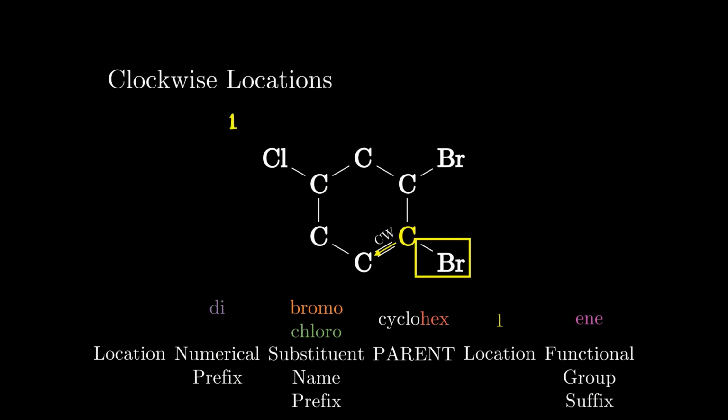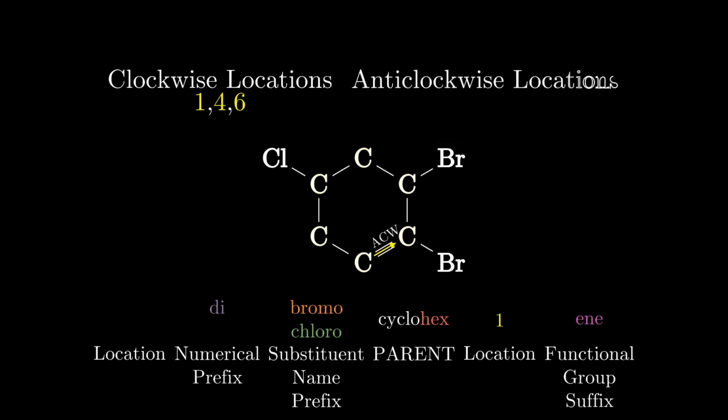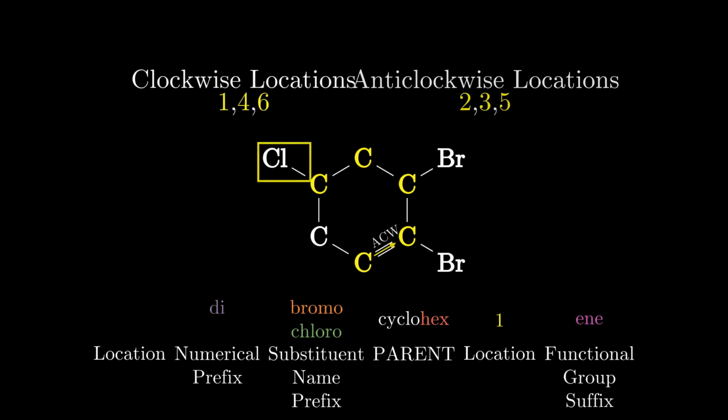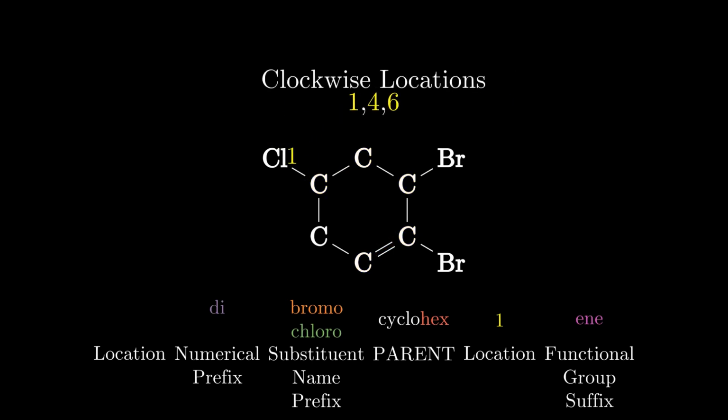Going clockwise from position 1 for the bromine, we get a 4 for the chlorine and a 6 for the other bromine. But when we switch directions and go anti-clockwise, the first bromine is at position 2, the next bromine is at position 3, and the chlorine is at position 5. With 1 being the lowest number, we choose the clockwise direction.